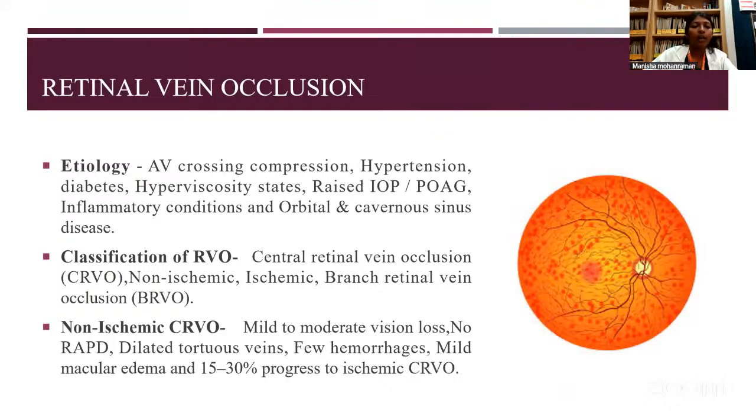Retinal vein occlusion, the etiology is arteriovenous crossing compression, hypertension, diabetes, and hyperviscosity states. The classification of retinal vein occlusion is central retinal vein occlusion, non-ischemic, ischemic, and branch retinal vein occlusion. In non-ischemic central retinal vein occlusion, the patient will experience mild to moderate vision loss, no RAPD, and a dilated tortuous vein, few hemorrhages, and mild macular edema are seen in the fundus.